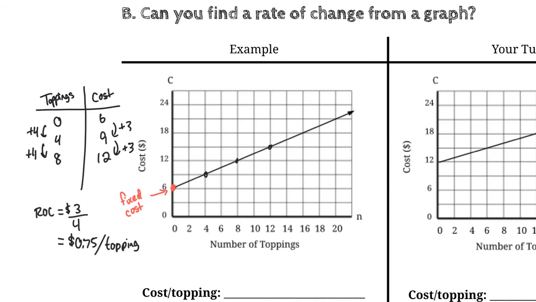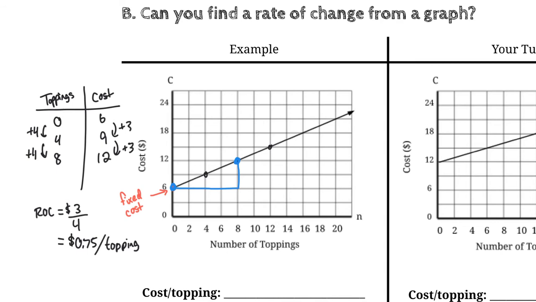So to find the rate of change from a graph, you need to pick 2 points. And I'm going to pick that first point. I'm going to pick this point right here. And what we're going to do is draw this triangle underneath. This vertical line in our triangle represents the change in the cost because cost is on our y-axis. And this horizontal line of this triangle represents the change in the number of toppings because the number of toppings is on our horizontal, our x-axis.